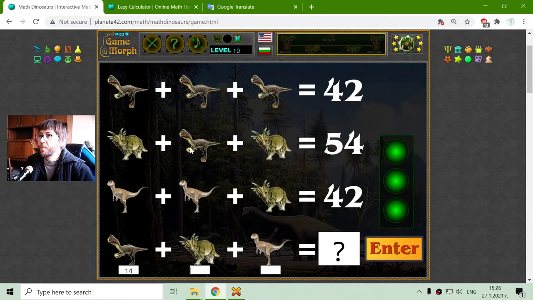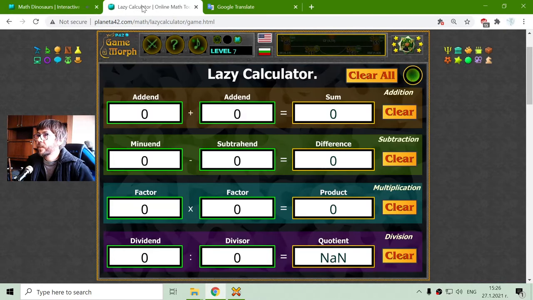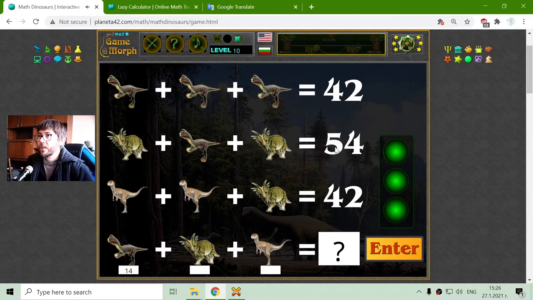Okay. Now I have to find this strangely named dinosaur. What I will do, I will subtract the oviraptor from 54 to have the difference of 40, divided by 2, 20. And the third dinosaur is the Allosaur that I have to find. Again, I will subtract 20 from 42 to receive 22, divided by 2, 11. So the Allosaur should have a value of 11.